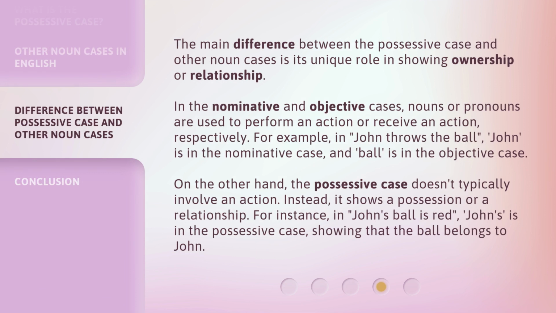The main difference between the possessive case and other noun cases is its unique role in showing ownership or relationship. In the nominative and objective cases, nouns or pronouns are used to perform an action or receive an action, respectively. For example, in John throws the ball, John is in the nominative case, and ball is in the objective case. On the other hand, the possessive case doesn't typically involve an action. Instead, it shows a possession or a relationship. For instance, in John's ball is red, John's is in the possessive case, showing that the ball belongs to John.